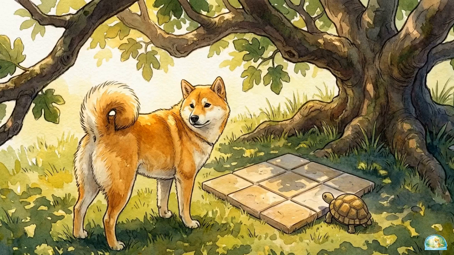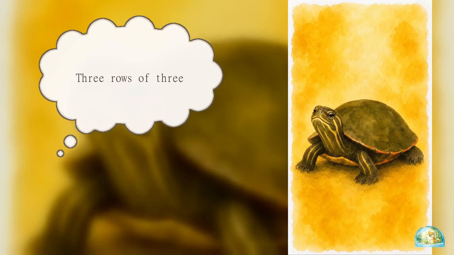Mastering this visual rule of equal grids sets the foundation for your future work with geometry and multiplication. Until the next path. 3 rows of 3. That makes 9. Tile show area.